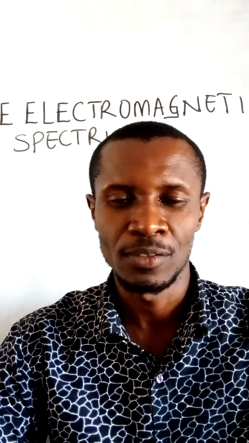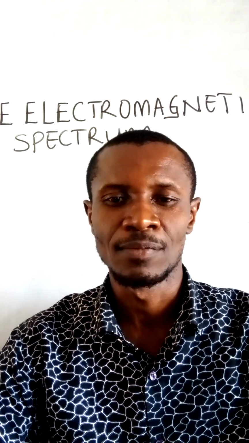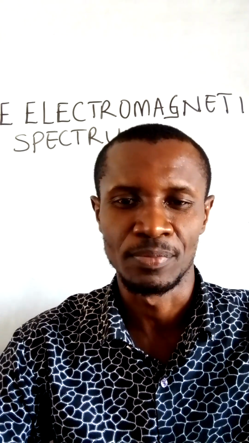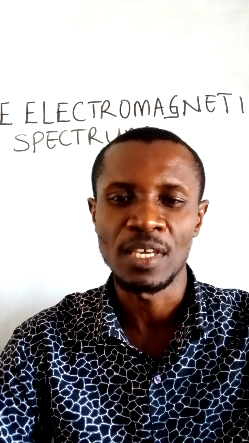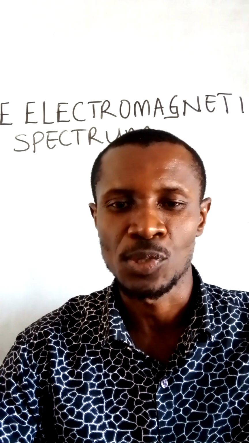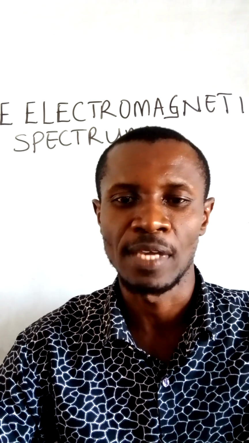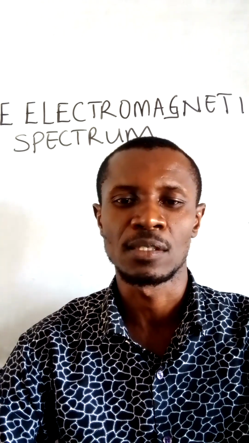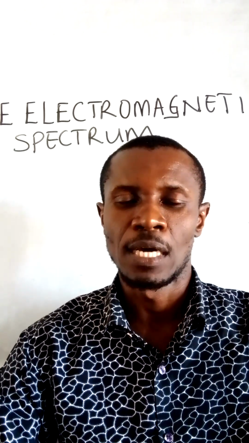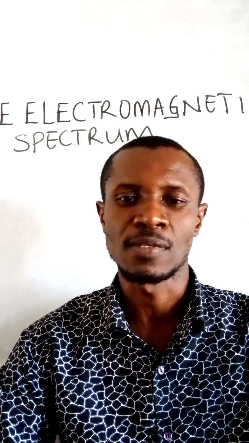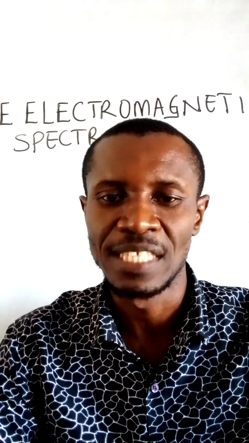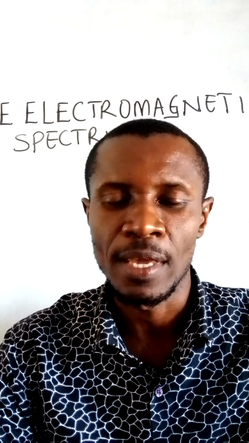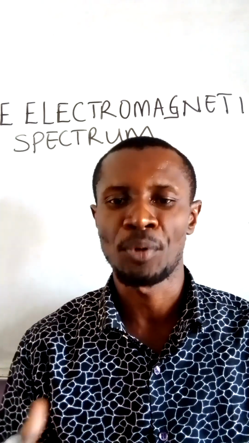And in this video, we are going to take a look at the electromagnetic spectrum. We want to understand what the electromagnetic spectrum is, and then we also take a look at some of the applications of electromagnetic waves. Now, electromagnetic waves are those waves that do not necessarily require a material medium for their propagation.